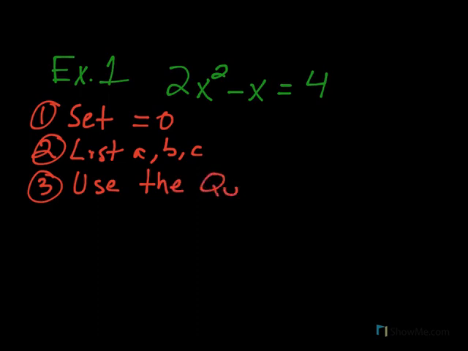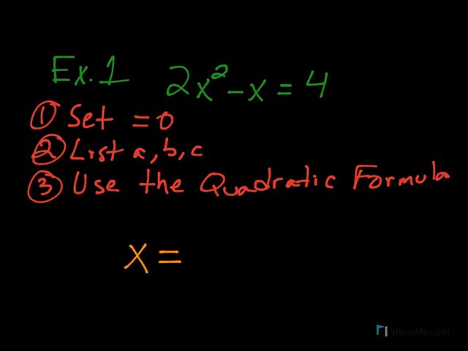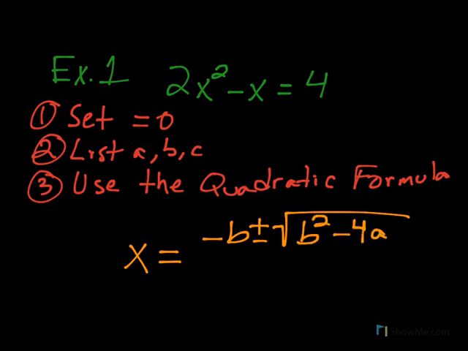Use the quadratic formula. And here's the quadratic formula. Are you ready? The quadratic formula is x equals, because we're trying to solve for x. We want to know what x is. X equals, here we go. This is minus b plus or minus the square root of b squared minus 4ac, all divided by 2a.